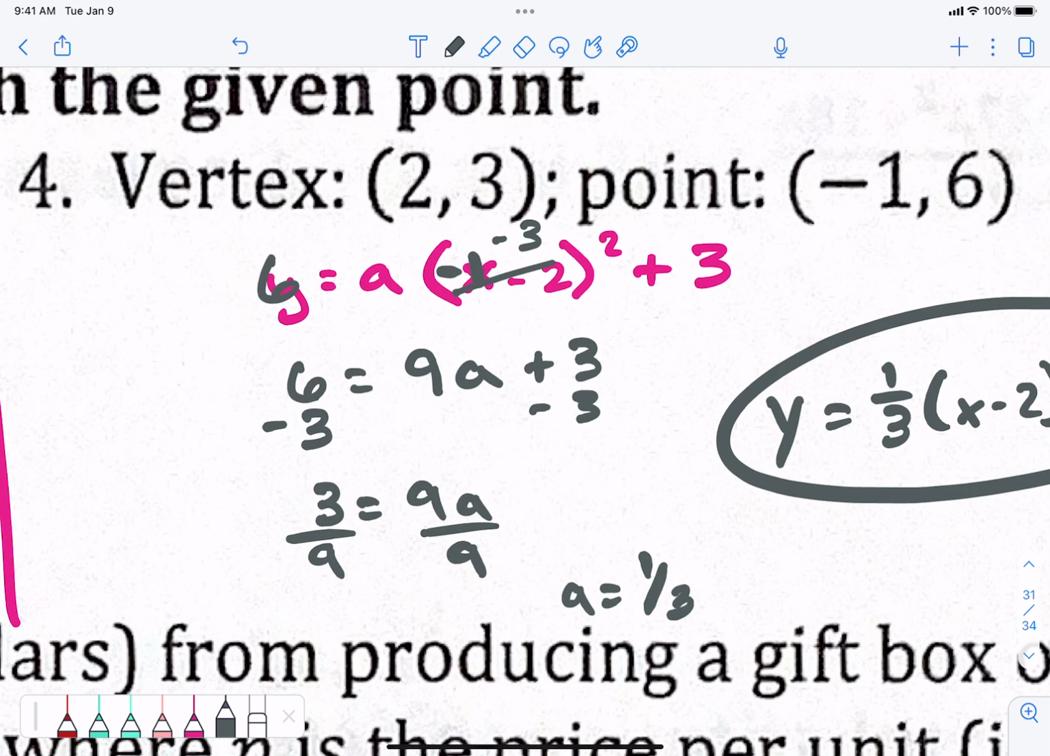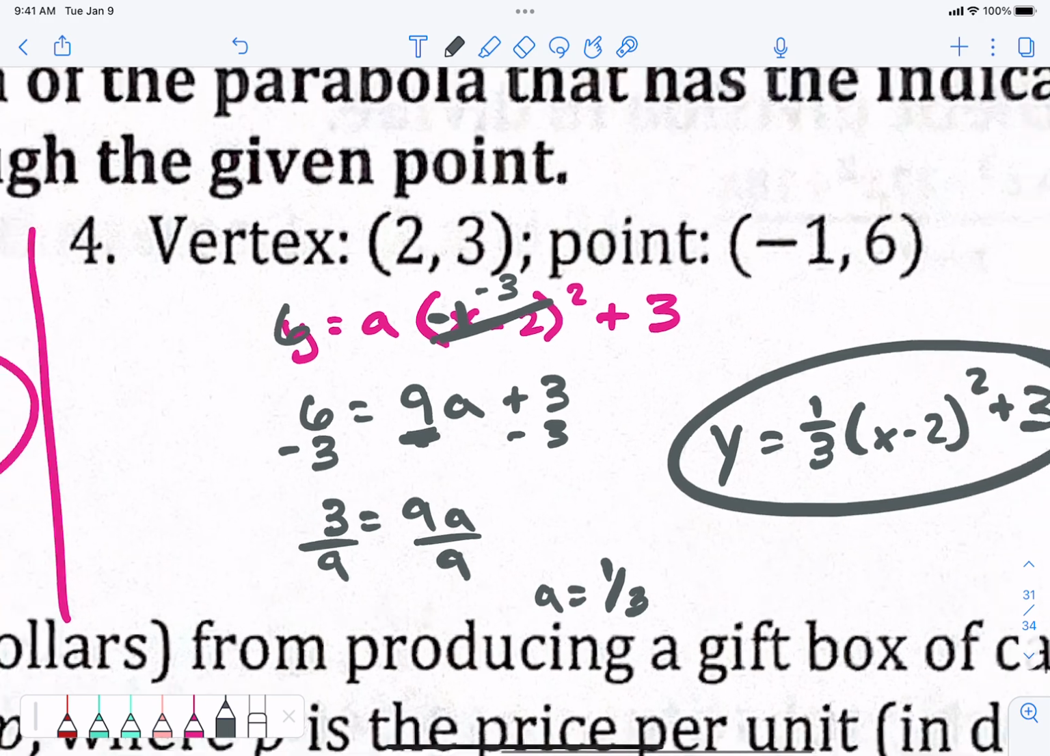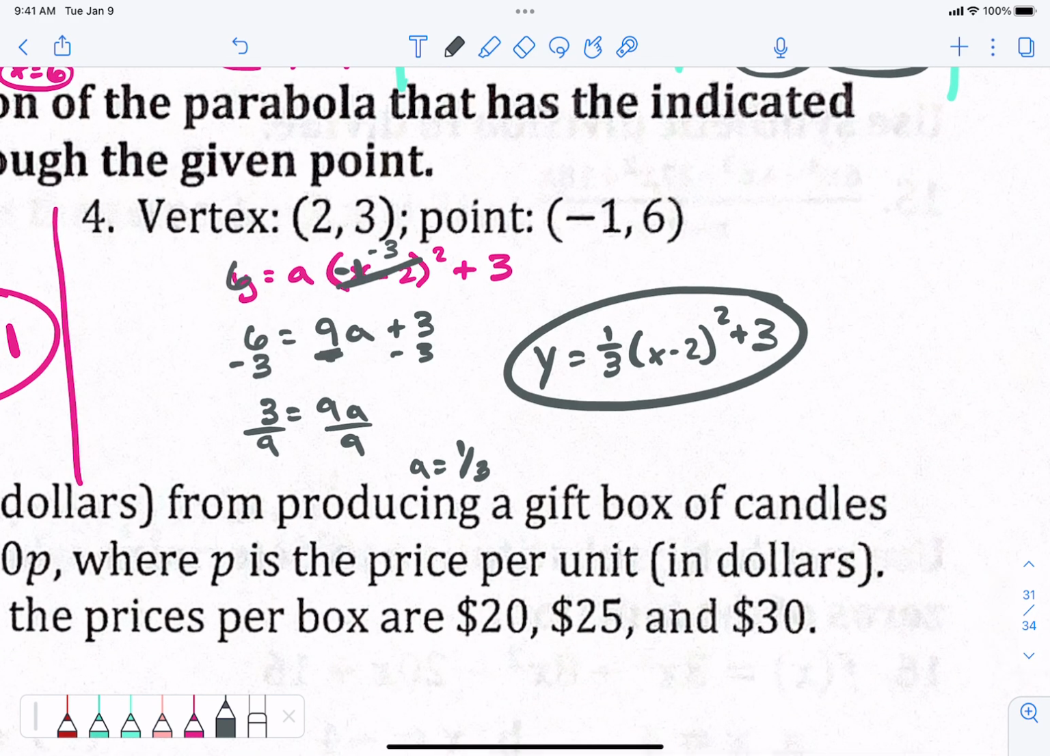So -1 minus 2 inside of here is -3, and if you square it, that's 9. That's where this 9 came from. I had 3 equals 9a, and then I went to divide by 9, but I said it was 3. I did 9a divided by 3 and I got 3.